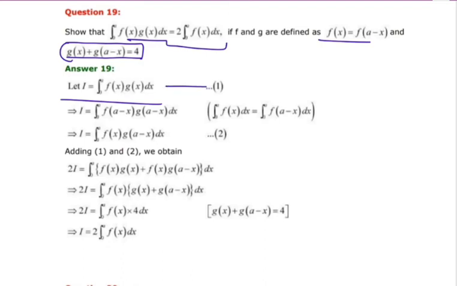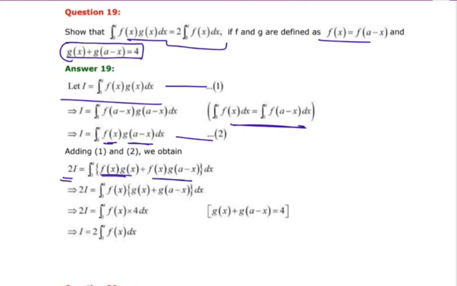Now I equals integral 0 to a of f of a minus x g of a minus x dx. By using property number 5, we can write I equals integral of f of a minus of a minus x, g of a minus x dx. So f of a minus of a minus x can be written as f of x, g of a minus x dx. Take it as equation 2. Now adding equation 1 and 2, LHS becomes 2I equals integral 0 to a of f of x g of x plus f of x g of a minus x, dx common.